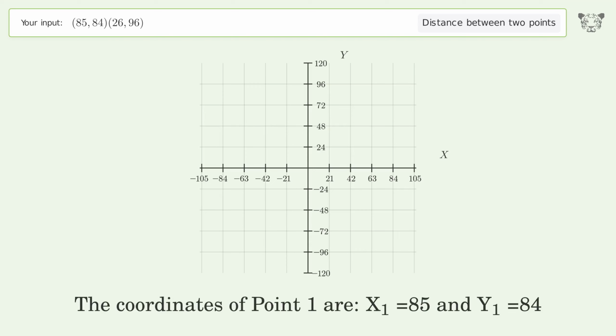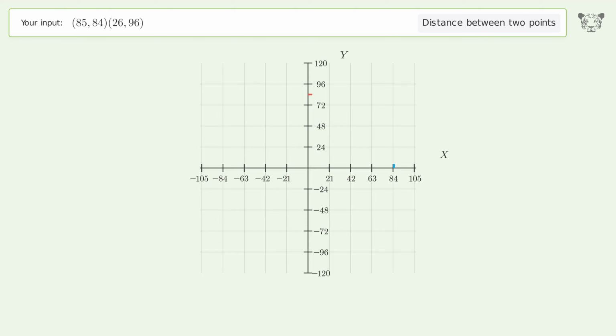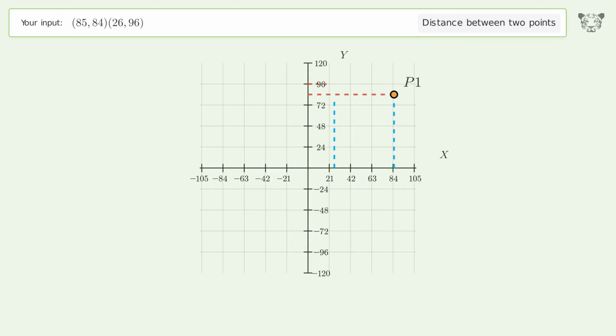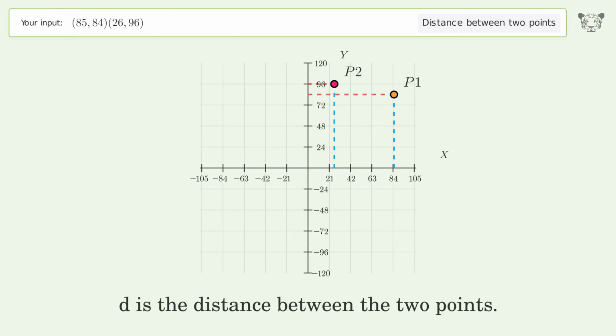The coordinates of point 1 are x1 equals 85 and y1 equals 84. The coordinates of point 2 are x2 equals 26 and y2 equals 96. D is the distance between the 2 points.